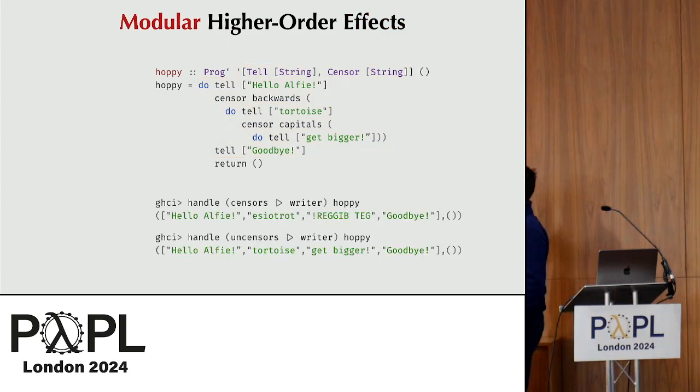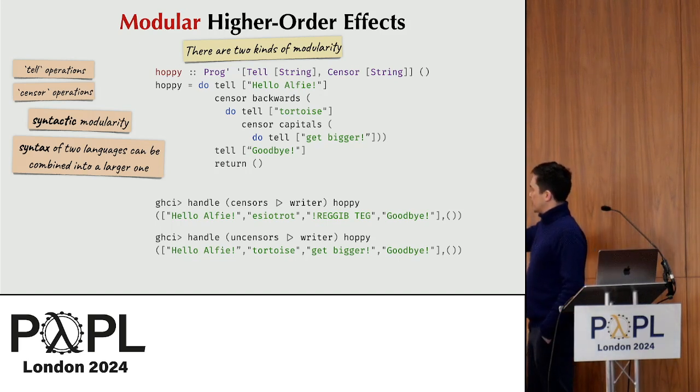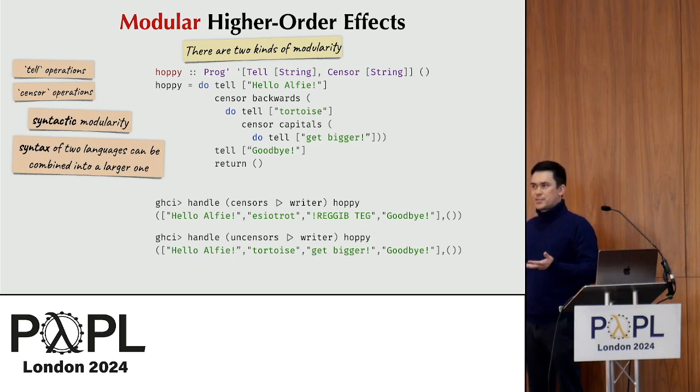And the reason that we're focusing on modularity, so we're talking about modular higher order effects, is because there are two different kinds of modularity at play in this program. First of all, we've got tell operations and censor operations. And so you can think of those as being two small languages, a language that just knows how to tell and a language that just knows how to censor, and we're combining both of these things into a single language. So that's syntactic modularity, where the syntax of the two languages are able to combine into a single place.